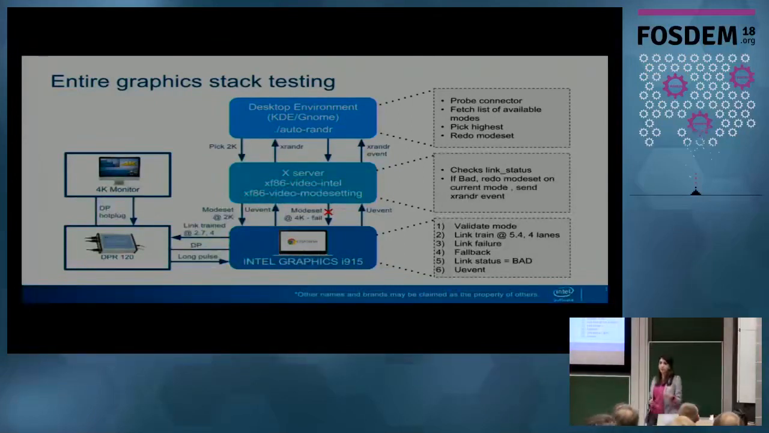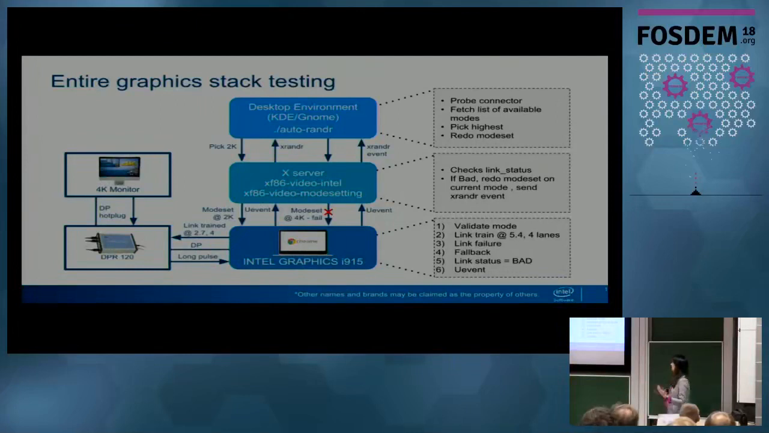So it keeps looking at the link status property, and as soon as it sees that it's bad, at that time it's going to request a new mode set at the same resolution. But like I said, that resolution might actually get pruned because now the link parameters have changed, and it might not support that same resolution.